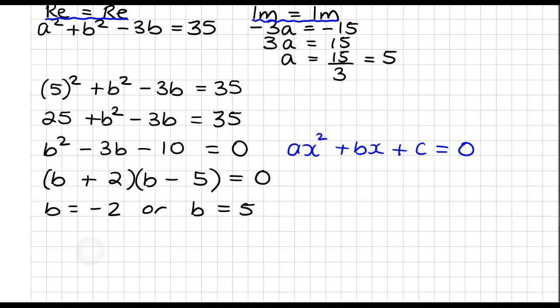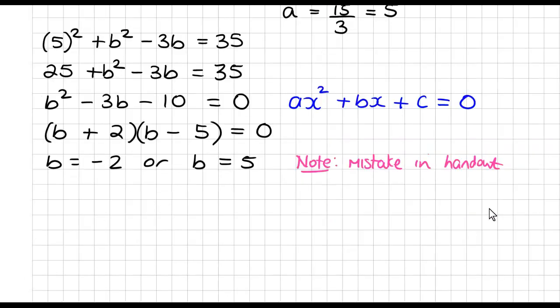Okay, so there's my two complex numbers. Now note there's a mistake in the handout, because I think in the handout they're both, wait till I just try and have a look here if I can at all. Okay, I think on the handout they're both, I can't find it here now, but I think they're both positive in the handout.